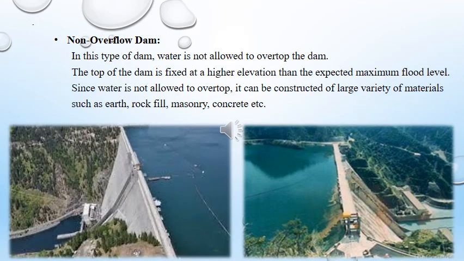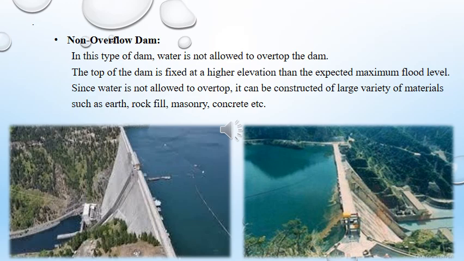The non-overflow dams. The dam portion which does not escape flood waters is called a non-overflow dam. The top of the dam is kept at a higher elevation than the maximum expected high flood level, so water is not permitted to overtop the dam. Usually some portion of the length of the dam is designed as an overflow section, that is the spillway section, and the remaining portion is designed as a non-overflow section.